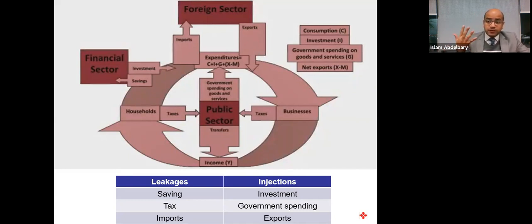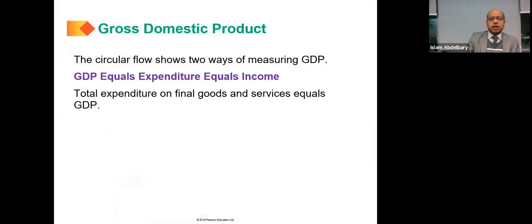So we have five sectors: household, business sector, government, financial sector, and foreign sector. And we have leakages and injections. Leakages, the cash that goes outside of the main cycle: saving, tax, and import. Injection, which is cash returned back to the circular flow, inward cash flow: investment, government spending, and export. So again, GDP, or what we produced, the output equals expenditure equals income.